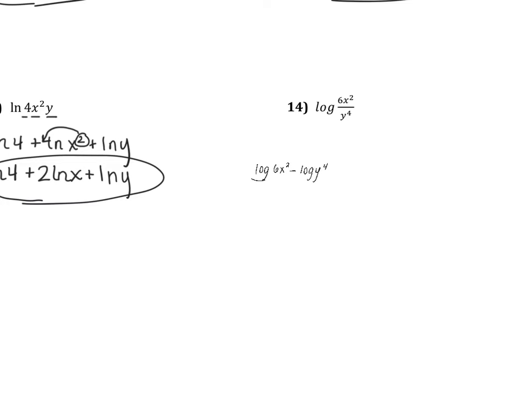From there, you then have to deal with this, and these are being multiplied right here. So we break up that multiplication with addition. This is now log 6 plus log x squared minus log y to the 4th. Then your last step is to take your exponents and put them out front, like we did on the previous problem. So the 2 out front and the 4 out front. So your final answer then in 14 is log 6, and you don't want to plug that into the calculator, leave it with the log in it, plus 2 log x minus 4 log y.